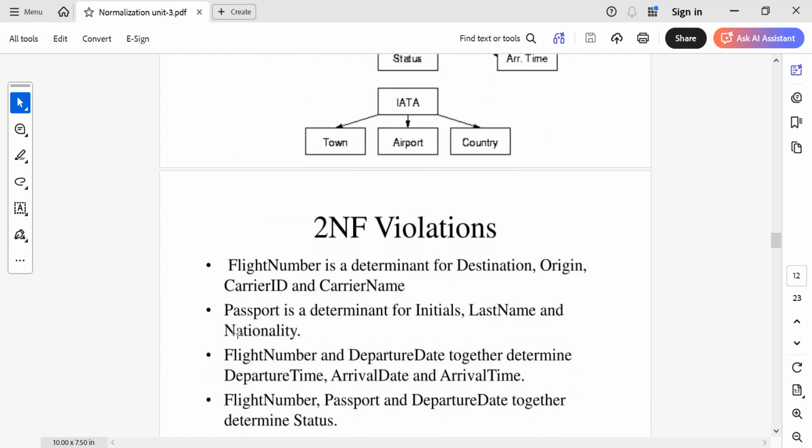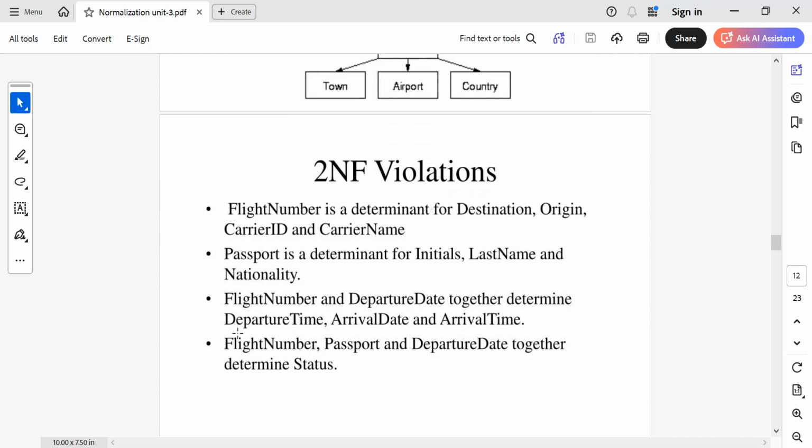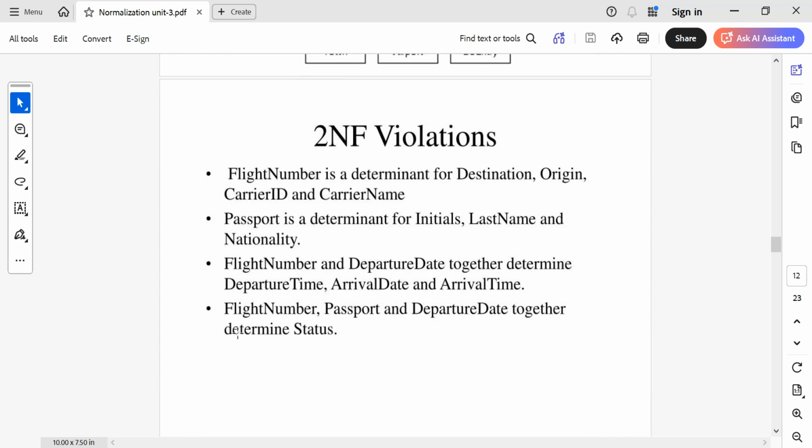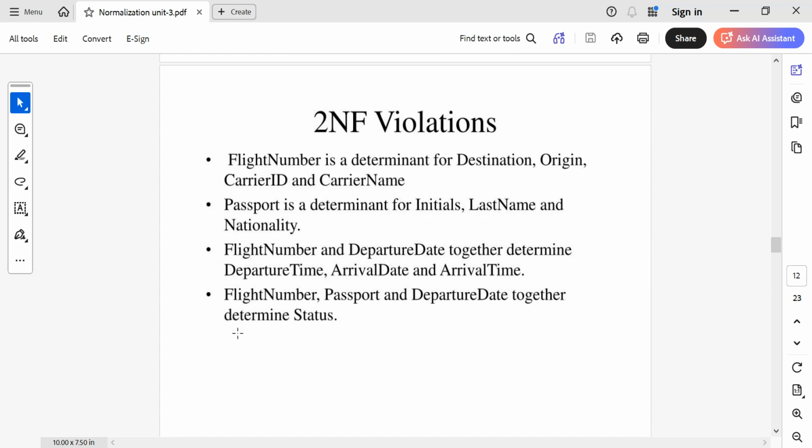So what are the second normal form violations? Flight number is a determinant for destination, origin, carrier ID and carrier name. So flight number is a determinant. That means flight number is one key attribute, and destination, origin, carrier ID and carrier name are non-key attributes. All of these depend on flight number.